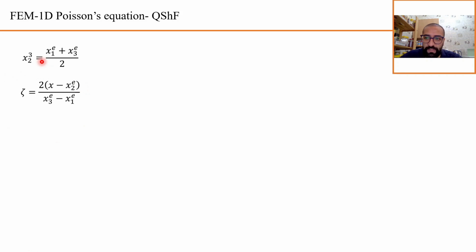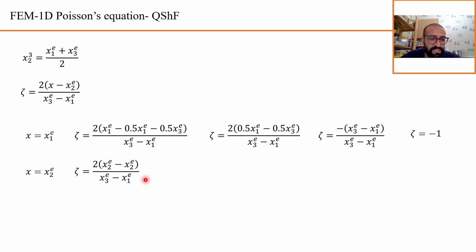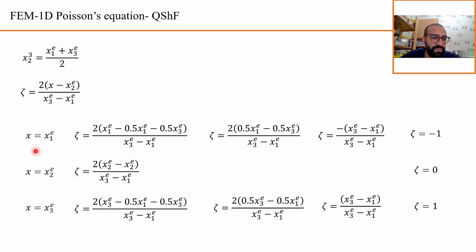In the previous video, we discussed that it's better to define a non-dimensionalized coordinate zeta. The definition of zeta is the following: zeta is connected to x by 2 times (x minus x2) divided by (x3 minus x1), where x3 minus x1 is the delta x of our mesh. If we substitute x1 in this zeta, we get minus 1. If we substitute x2, we obviously get 0. And if we substitute x3 instead of x, we get 1 for zeta.